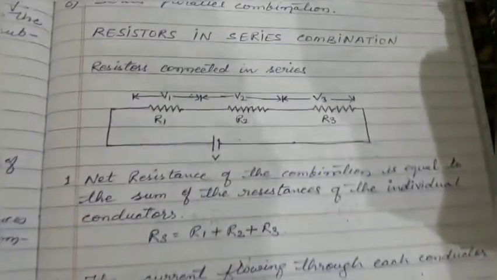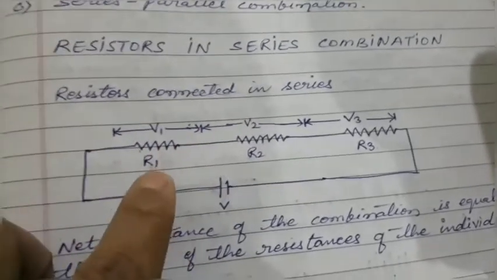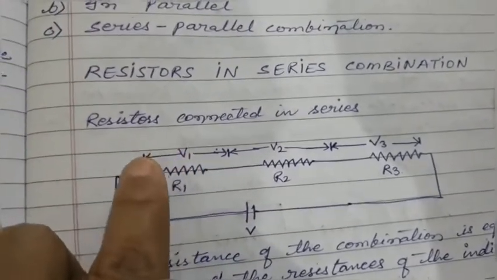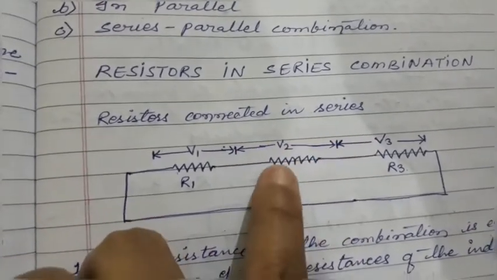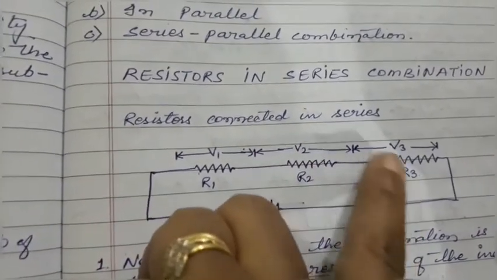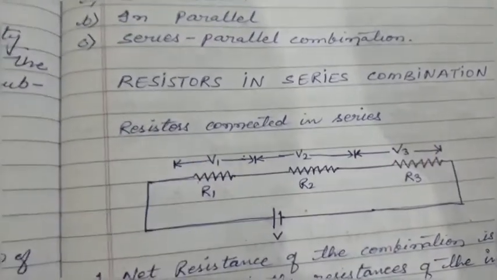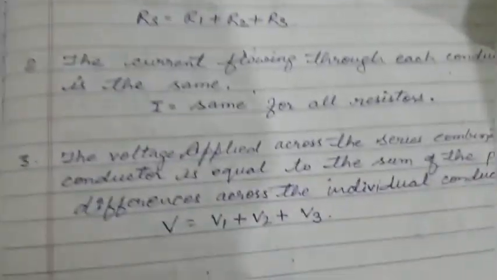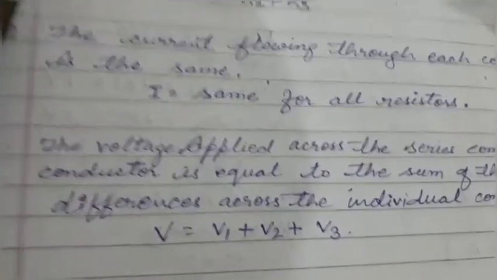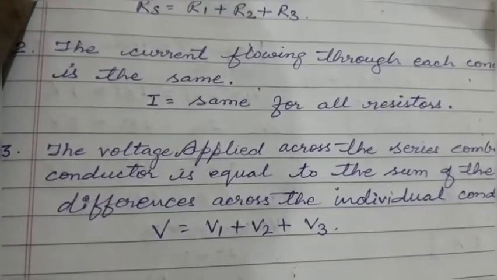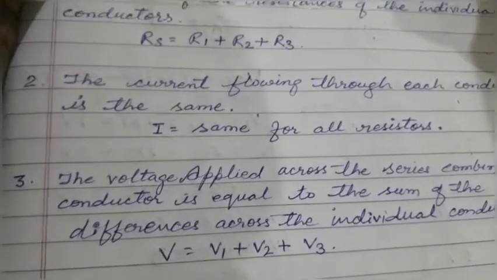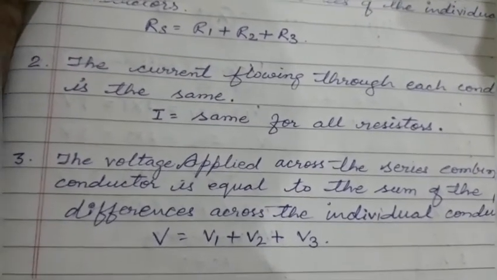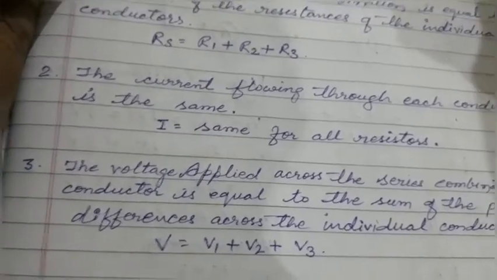Here, as we saw, the voltage across R1 was V1, the voltage between here and here across R2 is V2, and here for R3 the voltage is V3. So the total voltage applied, V, is equal to the potential difference for resistor 1 plus the potential difference for resistor 2 plus the potential difference for resistor 3.